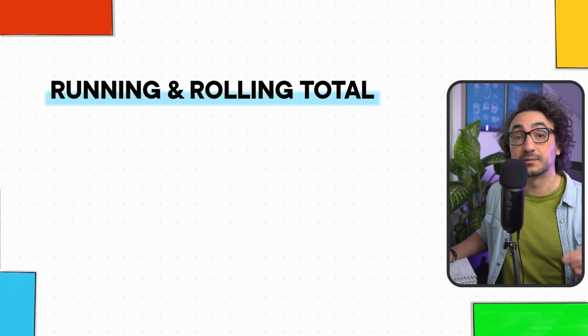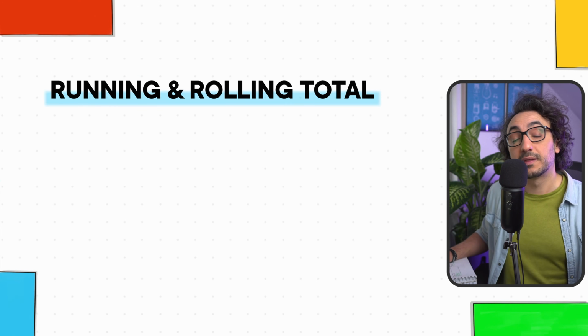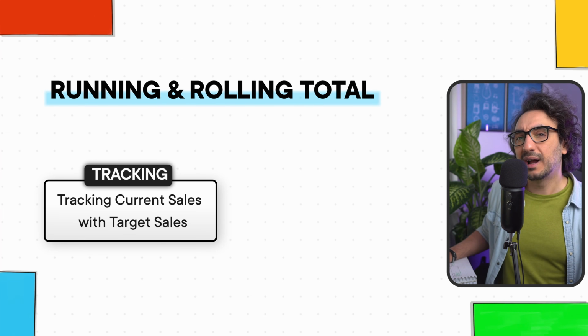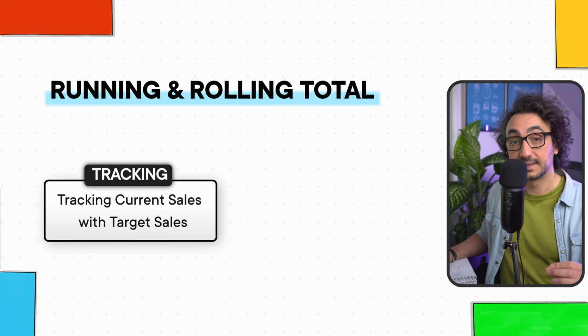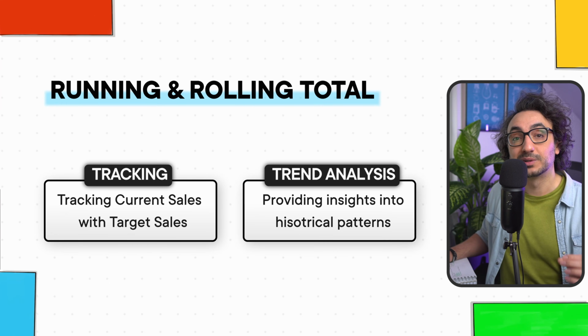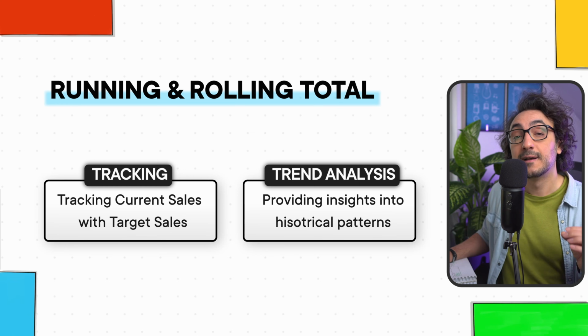Alright everyone, so now we're going to focus on a very important use case. One of the must-know use cases for data aggregations is doing running total and rolling total. These two concepts are very important for data analysis and reporting that you must know. The key use case for those two concepts is tracking. For example, we can track the current total sales against the target sales in our business, and as well it's great for historical analysis of trends.